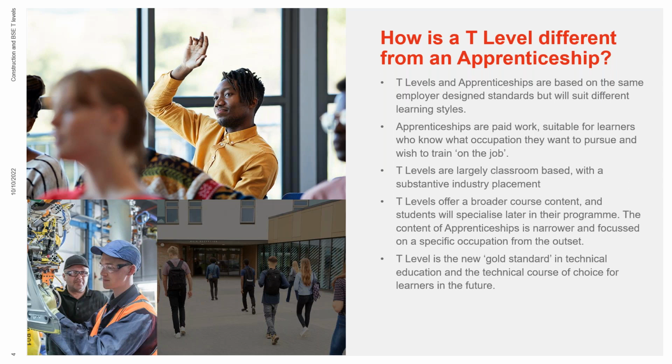The apprenticeship, as you know, is paid work, and it's suitable for learners who know that's what they want to be. I want to be a plumber, I want to be an electrician, I want to be a painter, whatever it is, and they pursue and get an apprenticeship. So it's training on the job effectively. Whereas a T-level is largely classroom based, as I said, with that substantial industry placement. So there's a significant difference, as you can see there.